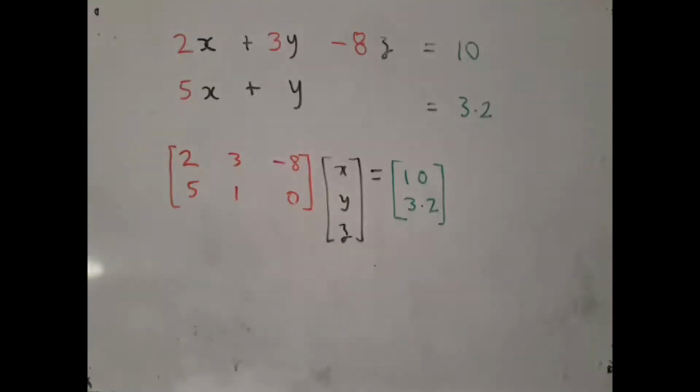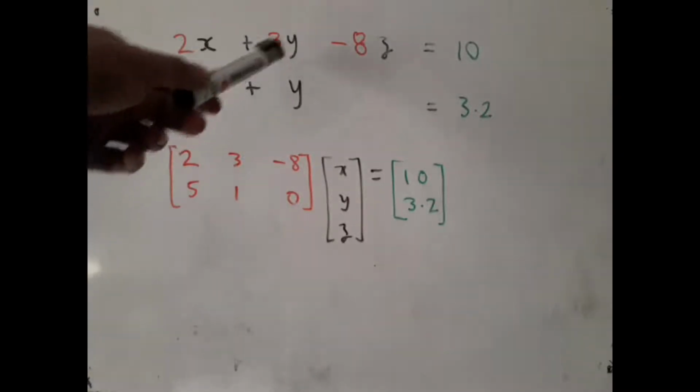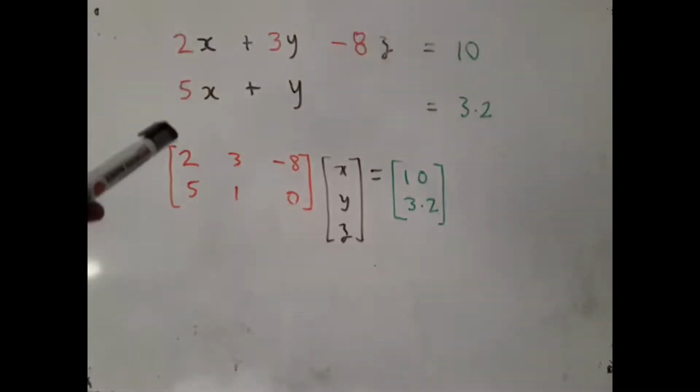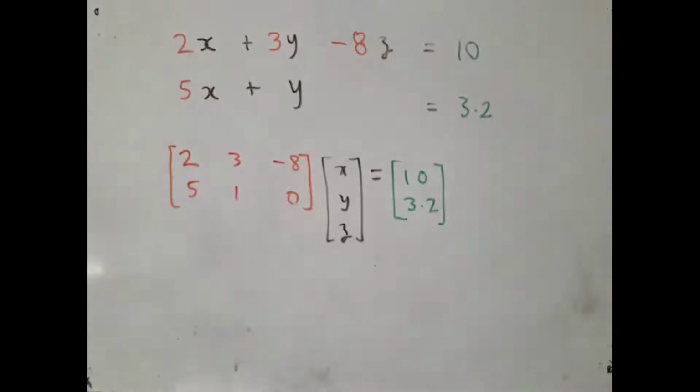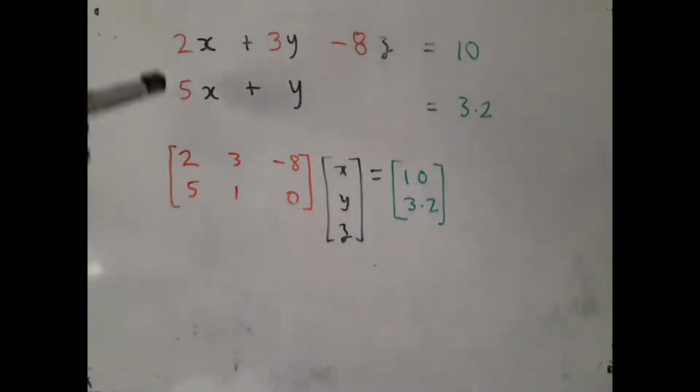This is a short note on solving linear system of equations in linear algebra. So we shall be talking about systems like this: 2x plus 3y minus 8z equal to 10 and 5x plus y, no z here, equal to 3.2. So that is an example of a system of linear equations in three unknowns, two equations in three unknowns.